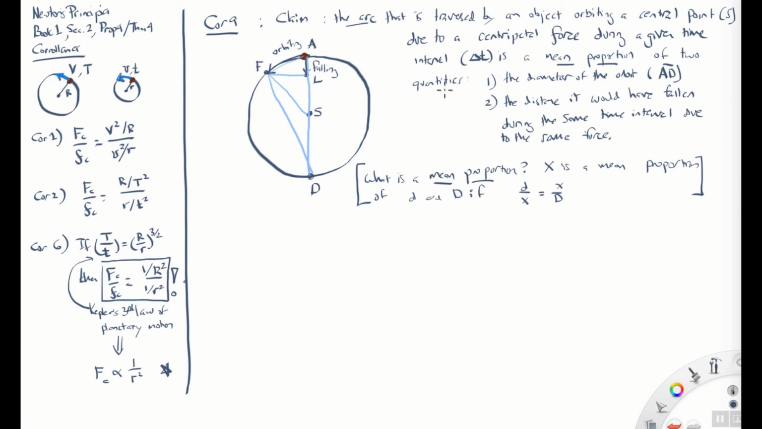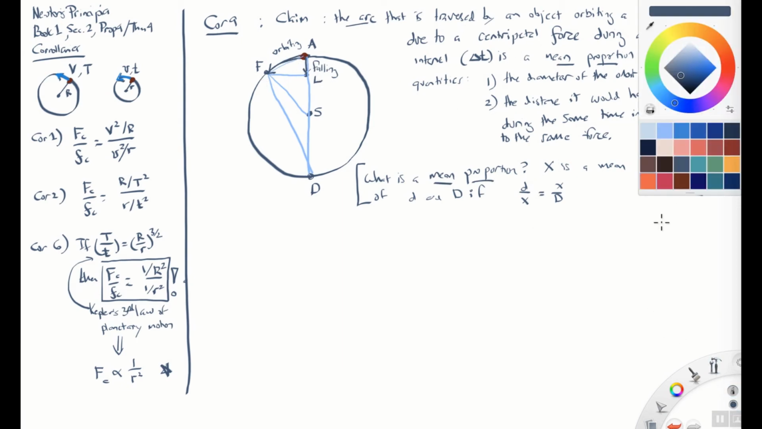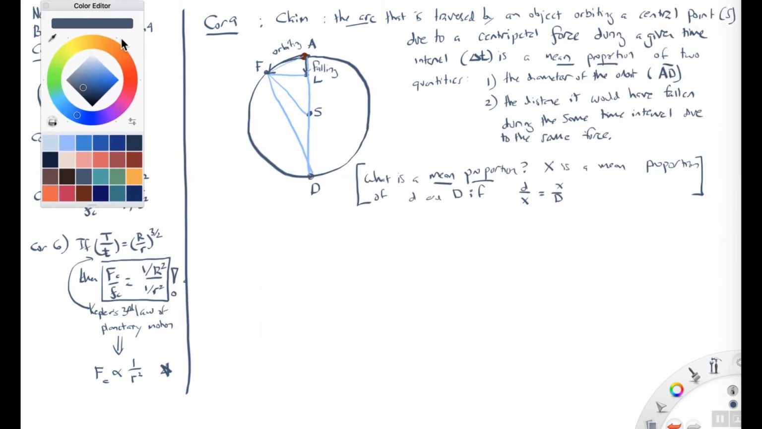So now what is he claiming here? He's saying the arc that's traveled, let me get some orange up here. So the arc that's traveled during this time interval, that length right there, is a mean proportion of the orbital diameter, that would be this right here, and the other quantity is the distance it would have fallen during the same time interval due to the same force. So let's make that blue. So that would be this. I don't like that color. Let me go back. Let's make it green. That's the distance it would have fallen during the same time interval.